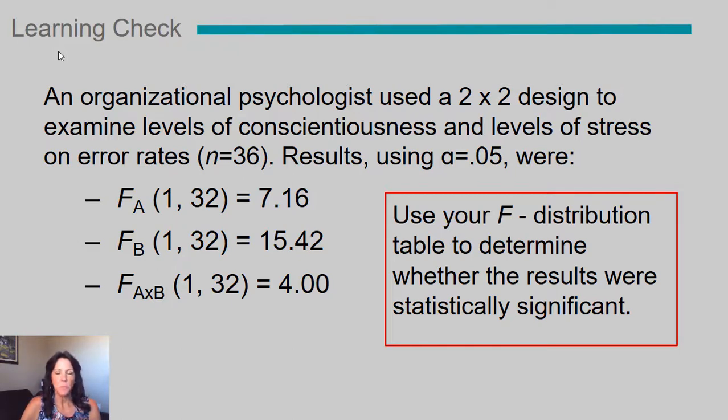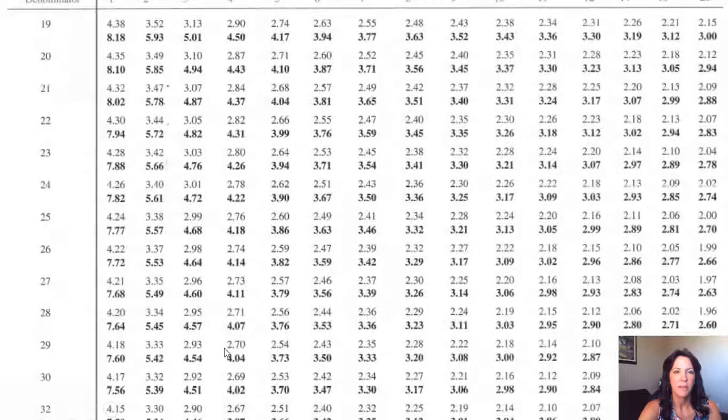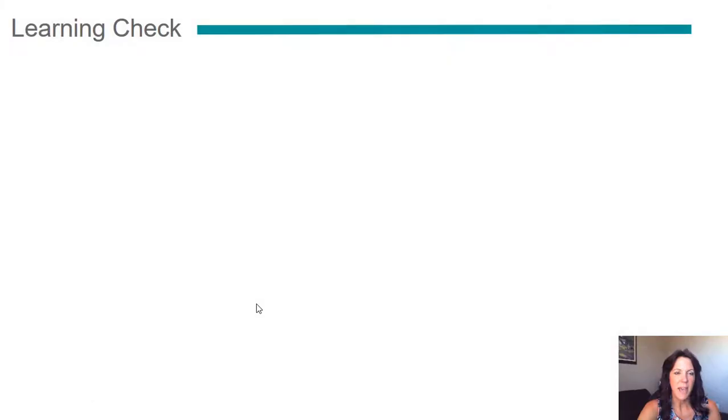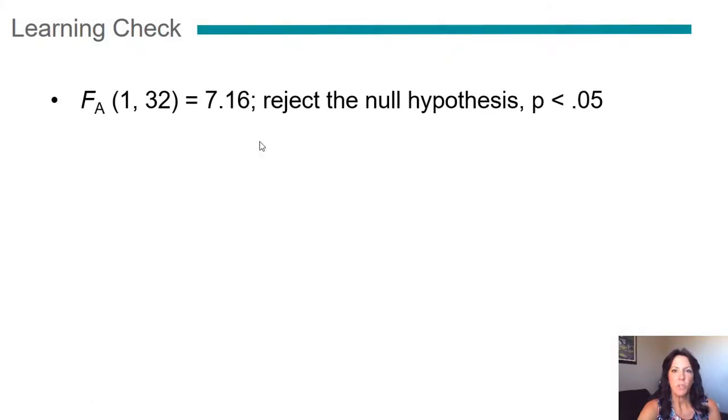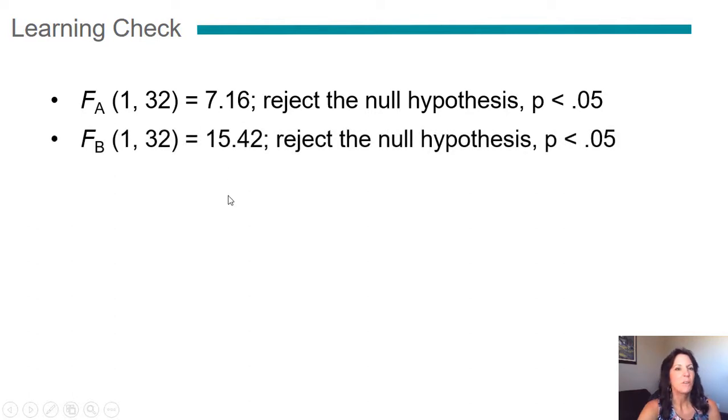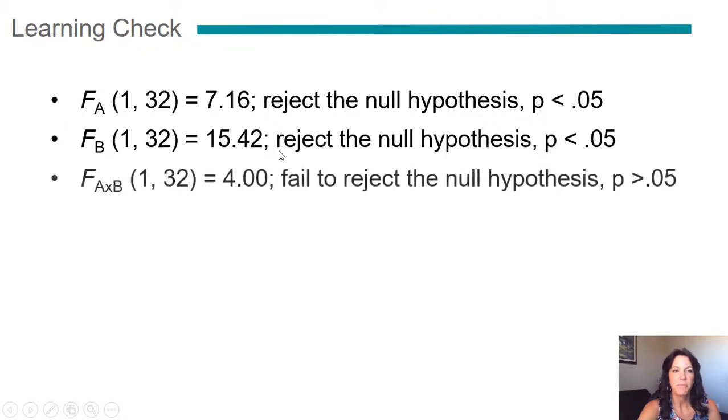So in this case, because it's a 2x2 design, you'll notice that we have the same degrees of freedom for each one, right? So let's just go and look and see what is the critical value for degrees of freedom 1 and 32. So I'm going to circle my 1 and my 32, and I end up with, it's way down here, 4.15 is our critical value. So in this case, we reject the null hypothesis for factor A because that's more than our critical value. We also reject it for factor B, but we failed to reject it for the interaction.